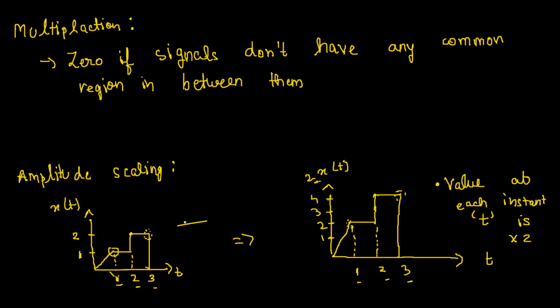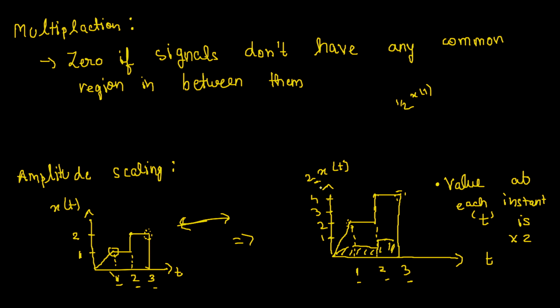Like you can see, the shape of the graph is retained. The only thing that has changed is the height or the magnitude. So this is amplitude scaling. Now if you amplitude scale it with a fraction, let's say you have half into x of t, then again the shape would be retained. The only difference would be that instead of being a larger graph, it would have become smaller. The value at 1 would be 0.5, at 2 it would be 0.5, and at 3 it would be 1. That would be the graph for x of t by 2.